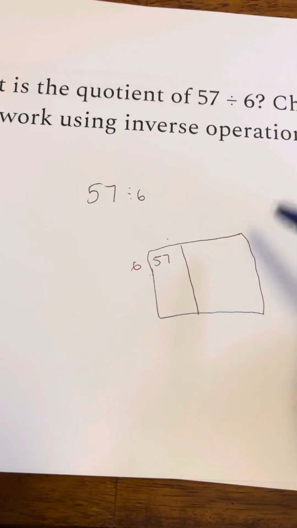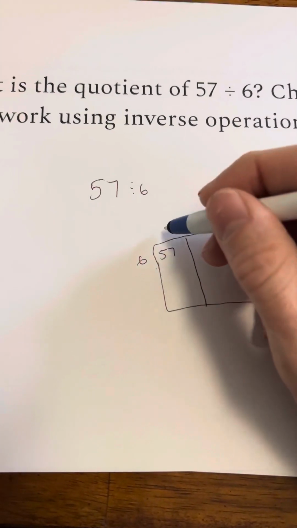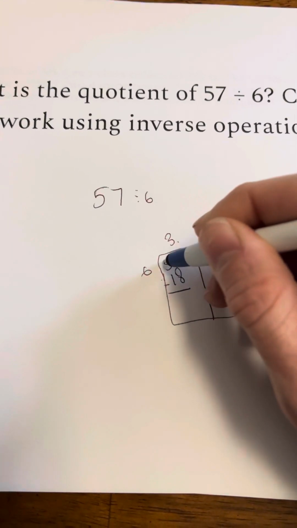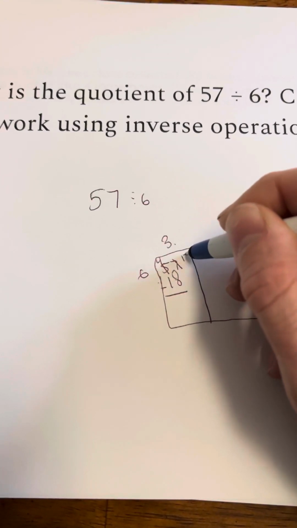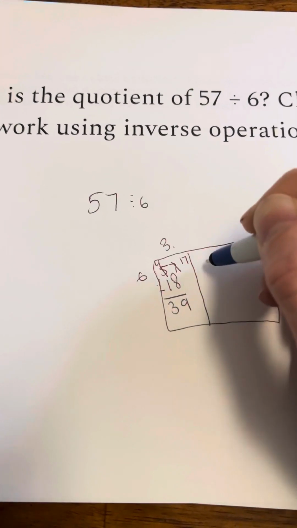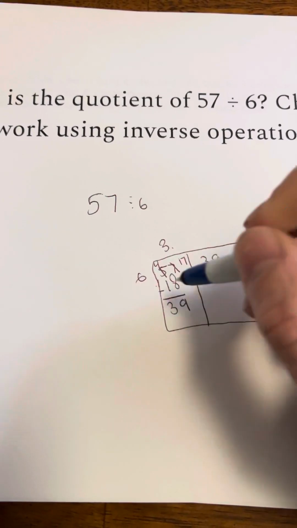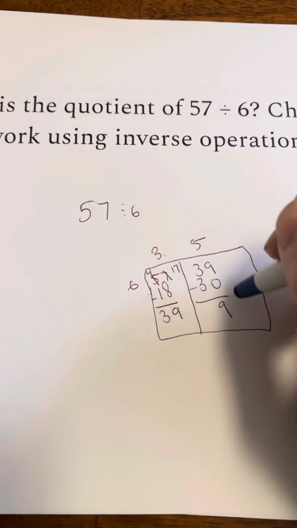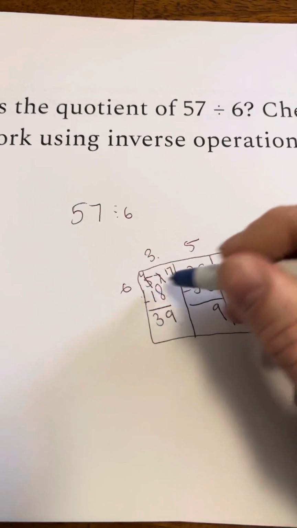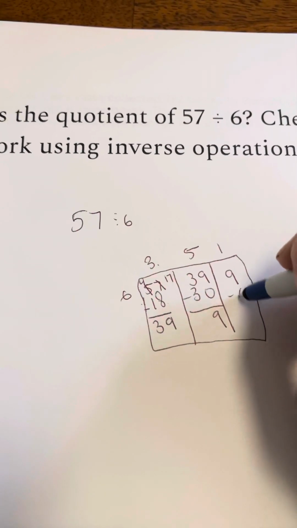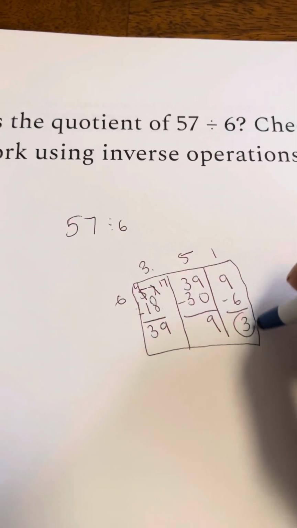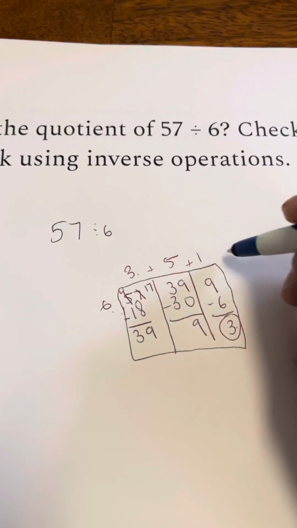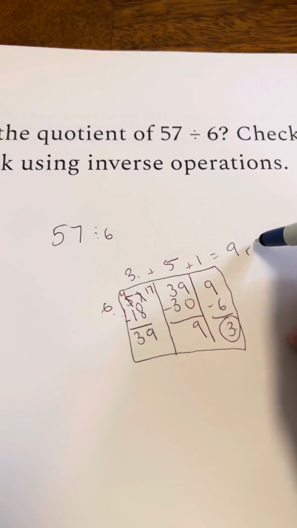If you're using the partial quotients method, you can start really small. Let's try 6 times 3. That's 18. Have to regroup. And I have 39 left over. Well, I know 6 times 5 is 30. Right? I'm just breaking this into smaller and smaller pieces. 6 times 1 is 6. I have 3 remaining, right? This is smaller than this. I add my partial quotients, and I get 9, remainder 3.